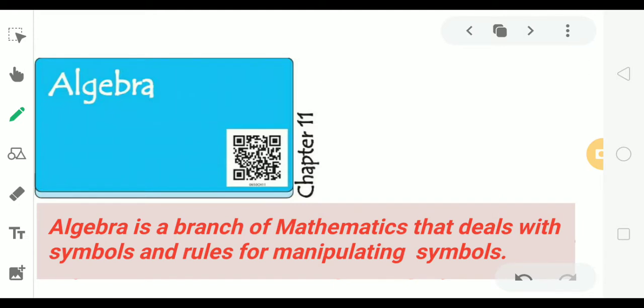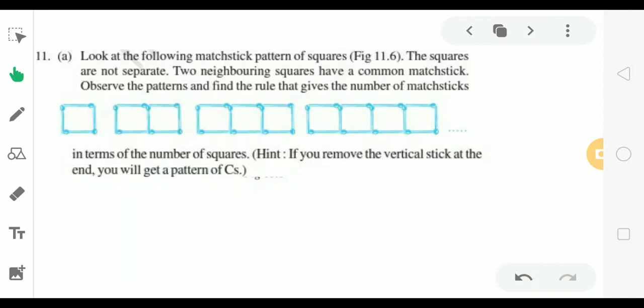In today's session, we shall continue the chapter Algebra, and we have already solved some word problems, and we are familiar with the formation of algebraic statements. Let us continue with the word problems.